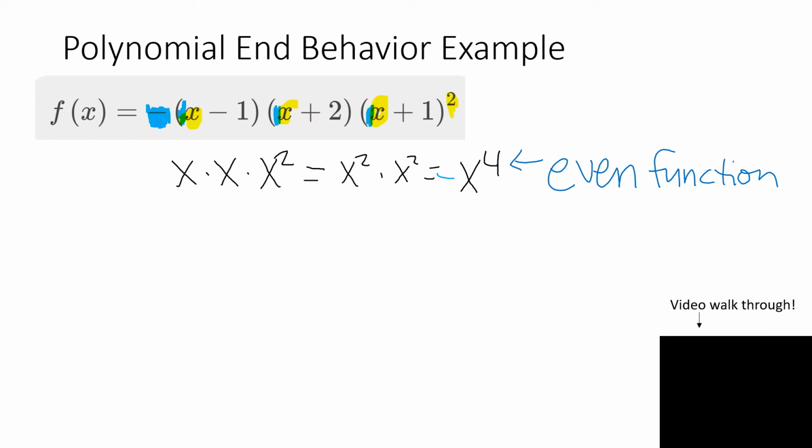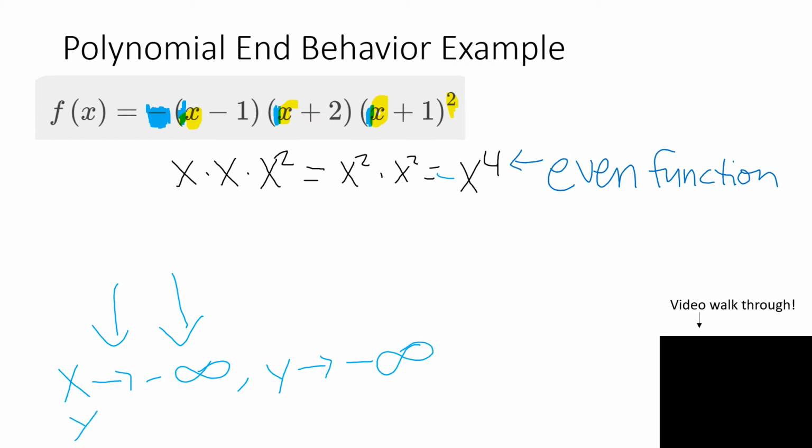And if you look back on that chart that we had on the slide before, when I have a function where the leading coefficient is negative with an even degree, my end behavior is going to be down and down. So as x approaches negative infinity, y also approaches negative infinity, and as x approaches positive infinity, y approaches negative infinity. And on the next slide, I'm going to put in the graph of this.